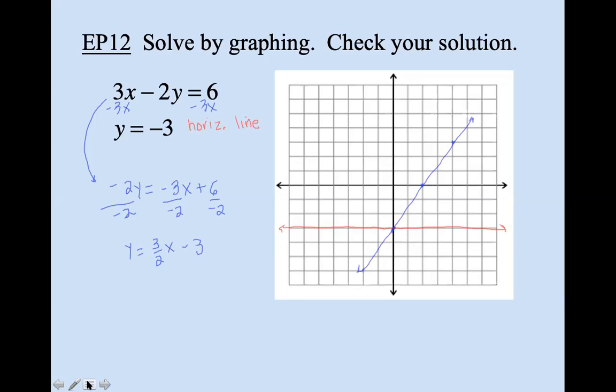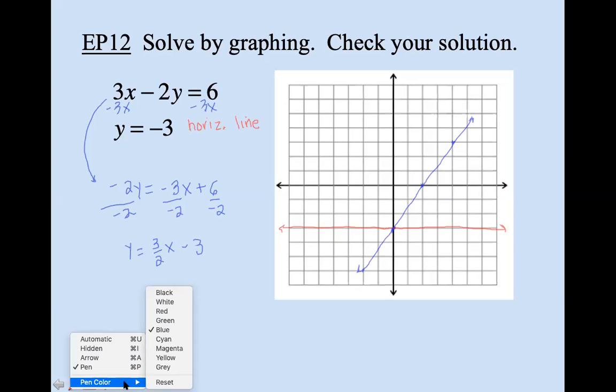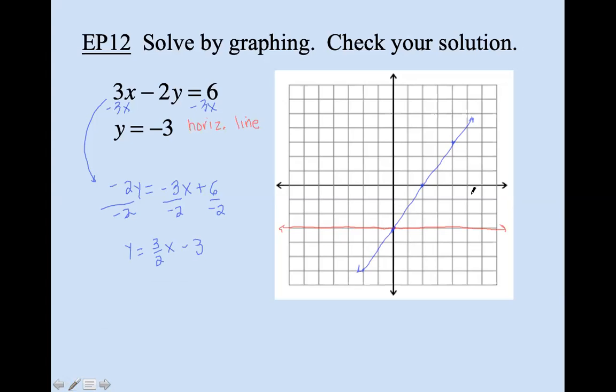But I can already see where it looks like these two lines are crossing. So let's switch colors here again. Looks like our point of intersection is right here at the point 0, negative 3. All right, again, remember, you have to take this ordered pair. That's what I think my solution is. I'm going to plug it back in. So let's see the second equation. I'm just checking, is negative 3 equal to negative 3, right? I only have one y value. It certainly works in the second equation.